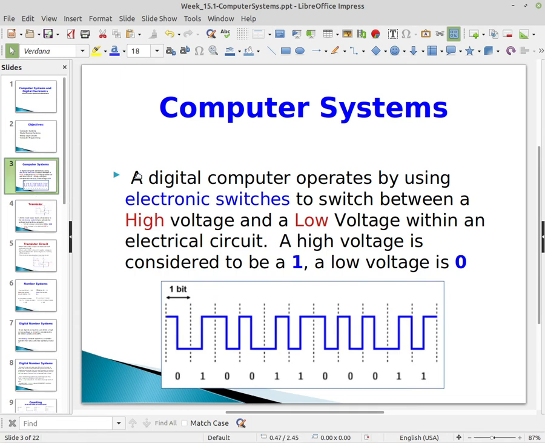All right. Computer systems are digital devices. A digital device or a digital circuit uses electronic switches, usually known as transistors, to switch between a high voltage and a low voltage. And so inside of the computer, what we're talking about is actually a voltage. If it's a high voltage, we consider that to be a 1, and if it's a low voltage, we call it 0. Now, 0 doesn't necessarily mean 0 volts, but it means very, very small voltage.